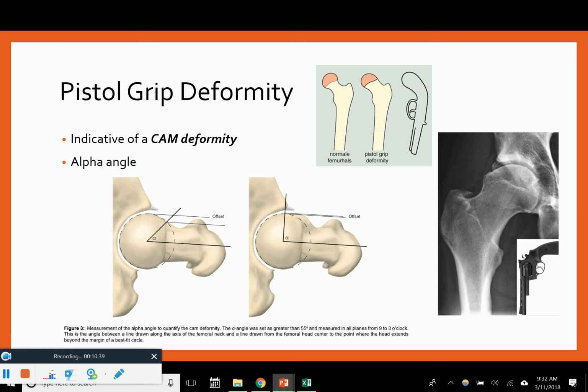A pistol grip deformity is indicative of a cam lesion or a cam deformity.